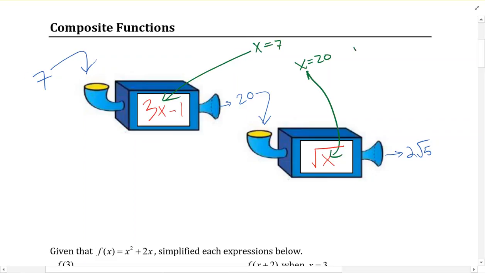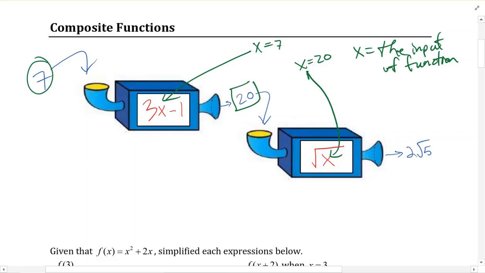And the reason is you'll remember that x is just a variable that is standing in the place of the input of the function. And so they were different in each case because while we started with an input of 7, that input changed to 20 due to the first function and became a new input for the second function. We could give each of these functions names if we wanted to. We could call this one g of x. We could call this one f of x. We could pick any other name that we wanted.